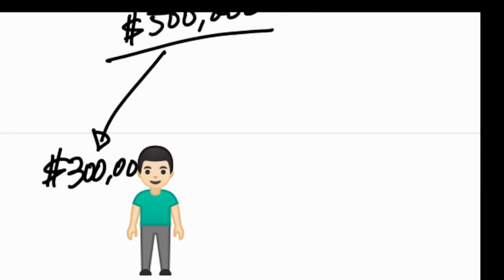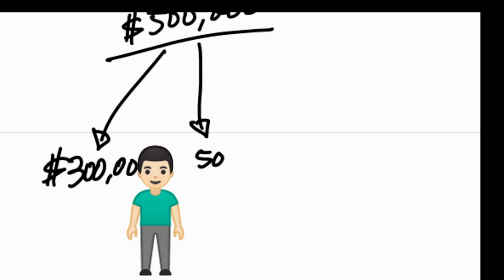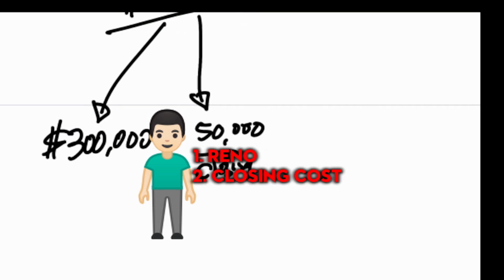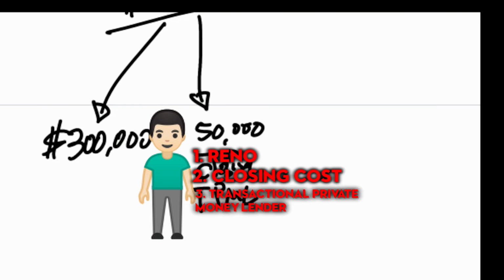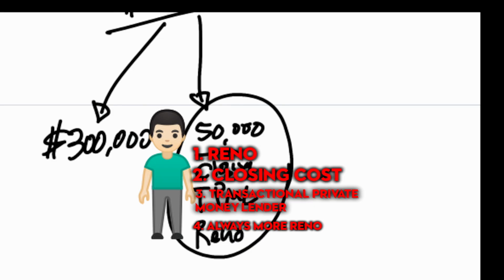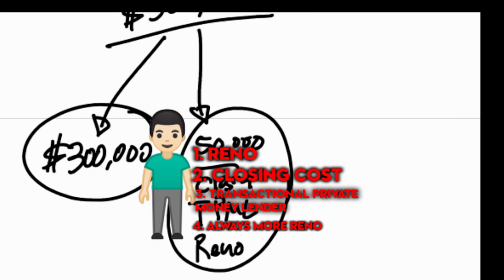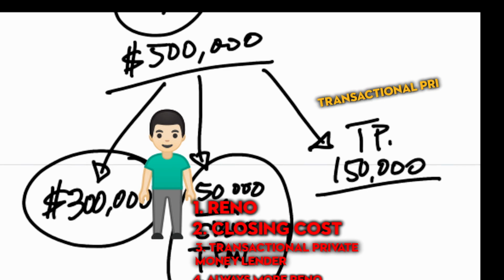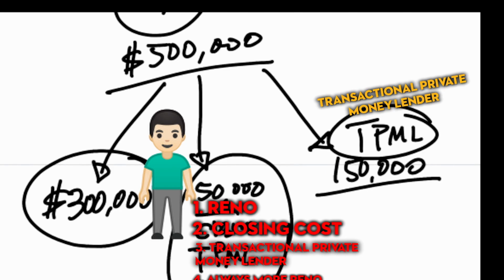I know originally that it was $350,000, but I'm going to tell Caesar, hey, I need $50,000 for my renovation, my closing cost on the first leg of the transaction. Maybe my transactional private money lender gets paid. I have some reno costs in there, et cetera. So essentially I take 50, the seller gets 300, and I then send the $150,000 back to my transactional private money lender. So everybody gets the money that they're supposed to get.